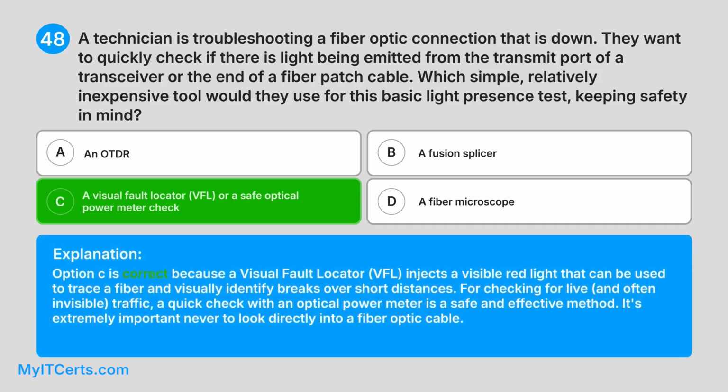Explanation. Option C is correct because a visual fault locator, VFL, injects a visible red light that can be used to trace a fiber and visually identify breaks over short distances. For checking for live and often invisible traffic, a quick check with an optical power meter is a safe and effective method. It's extremely important never to look directly into a fiber optic cable.